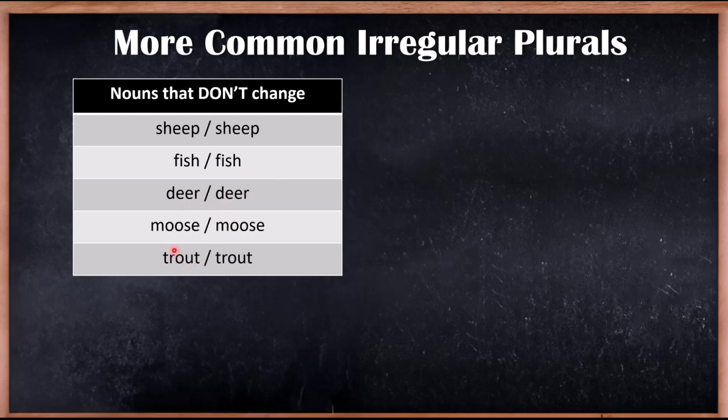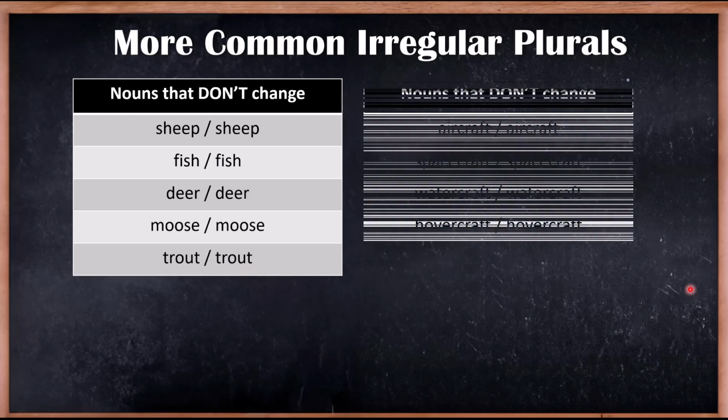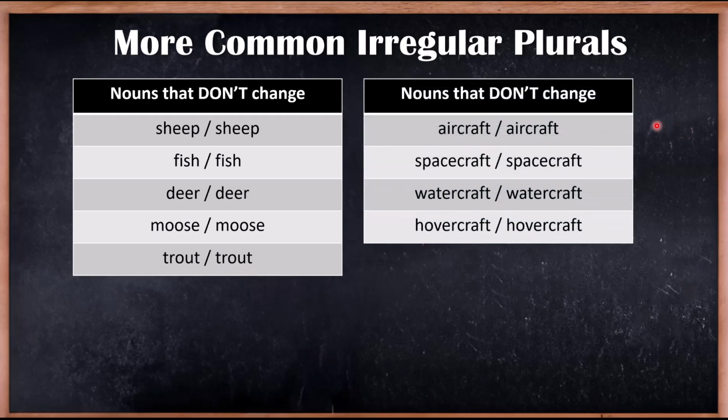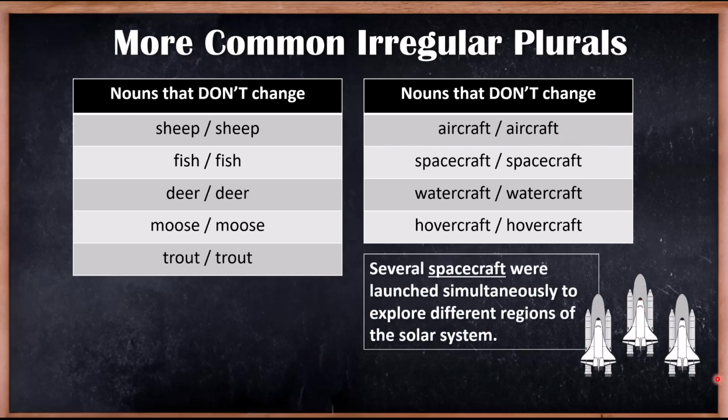Deer, deer. Moose, moose. Trout, trout. And some other nouns that do not change. Aircraft, spacecraft, watercraft, and hovercraft. When we use these words, we may be referring to one aircraft or more than one aircraft. For example, several spacecraft were launched simultaneously to explore different regions of the solar system.